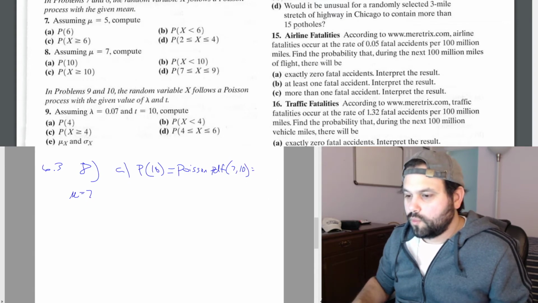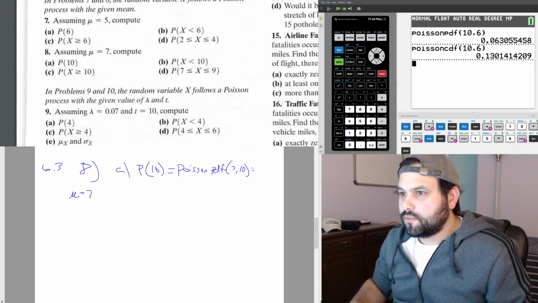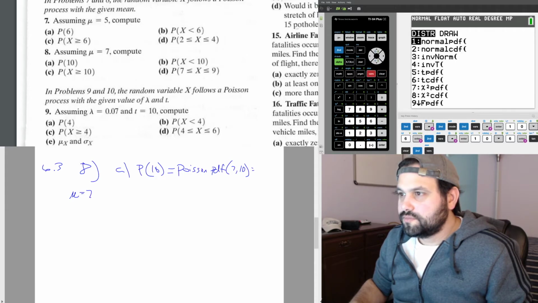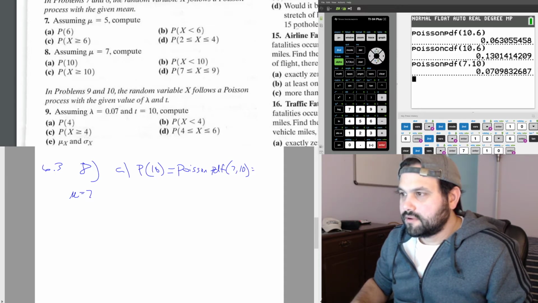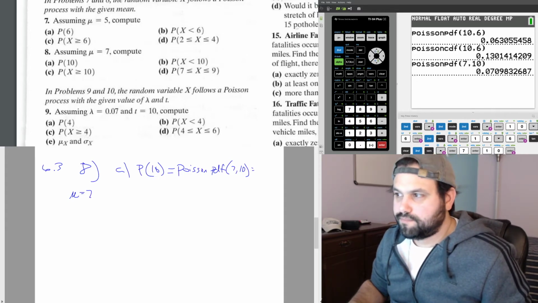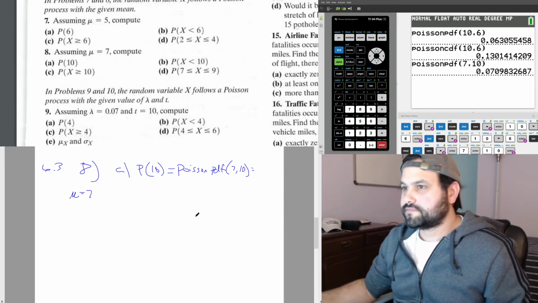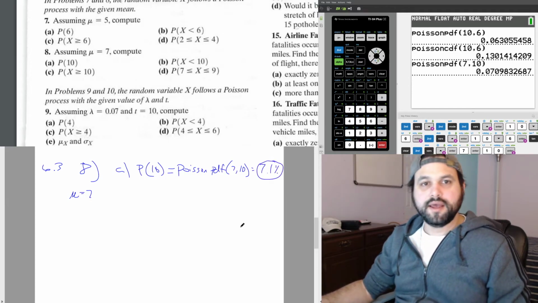Okay, and let's bring the calculator back up, and we are going to do Poisson PDF, mu 7, x 10, and we get about 7.1% for part A.